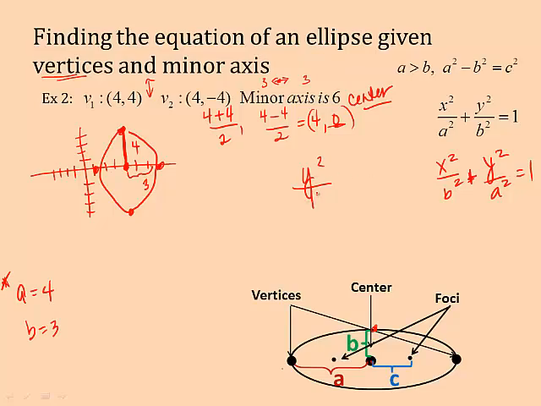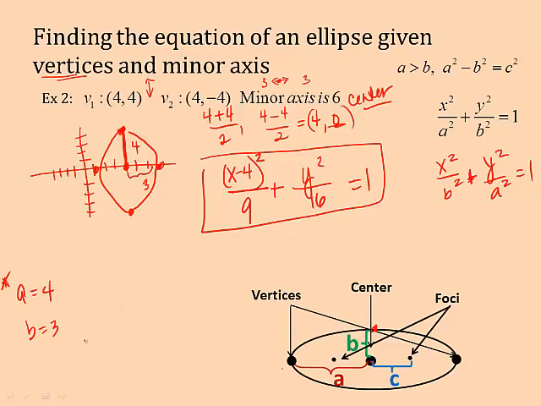So a squared is 16, and x, remember it's x minus h squared, so x minus 4 squared over, what is b squared? Well, b squared is 9, equals 1. That's my solution for this, okay?